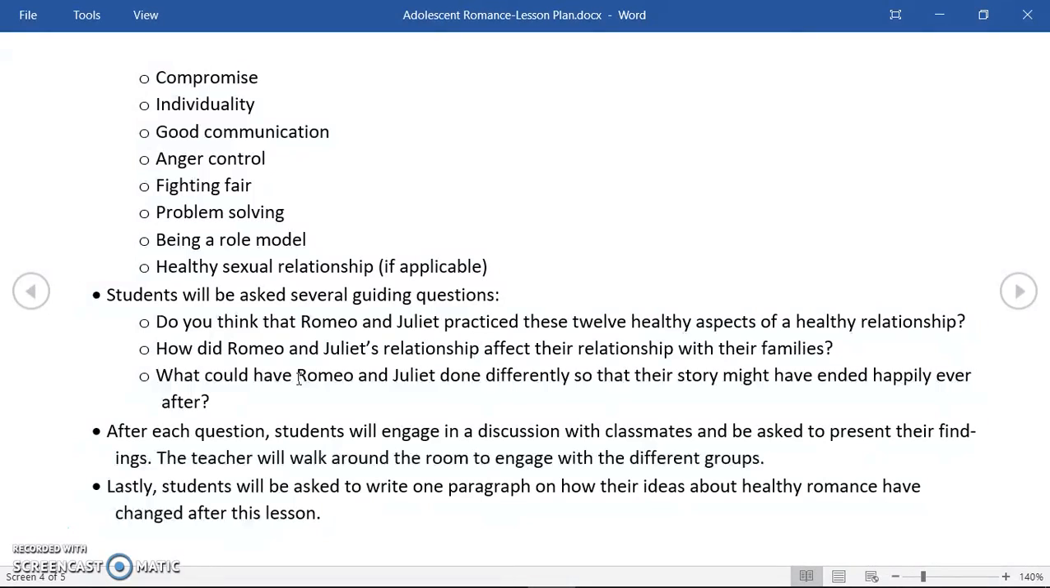How did Romeo and Juliet's relationship affect their relationship with their families? Again, that's something that adolescent romance has been proven to affect, relationships with families that may not approve of these relationships for various reasons. And what could they have done differently so that their story might have ended happily ever after? What could they have done to have a healthy relationship? Obviously, there are a lot of factors at play. There was politics as well, but this will give students a chance to think about how healthy relationships can manifest differently.